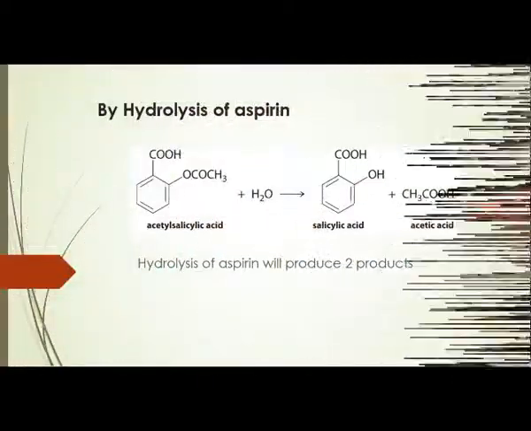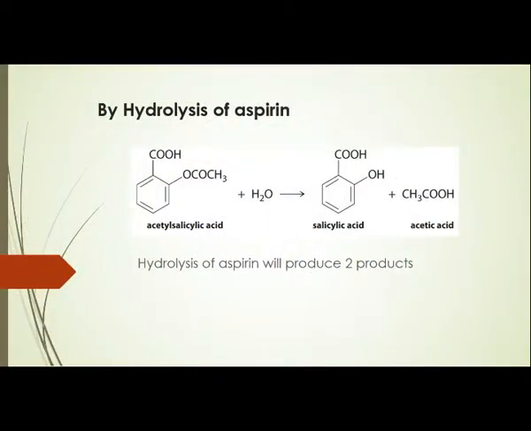The last part is hydrolysis of aspirin. We can obtain salicylic acid through hydrolysis of aspirin. Hydrolysis of aspirin will produce two compounds, which are acetic acid and salicylic acid.